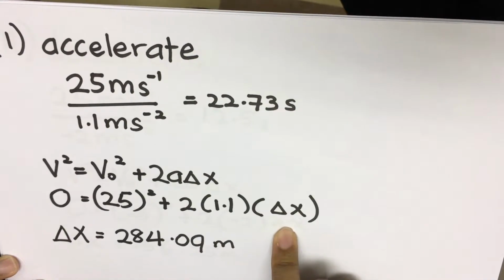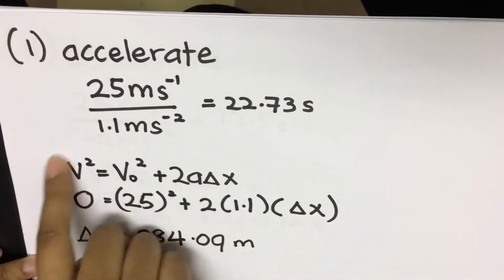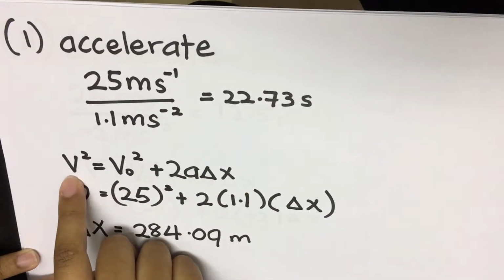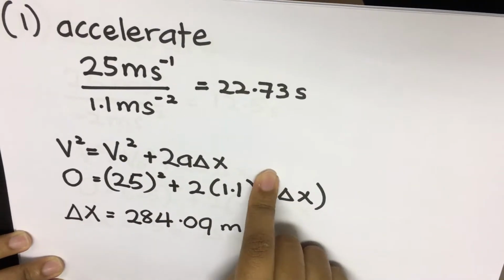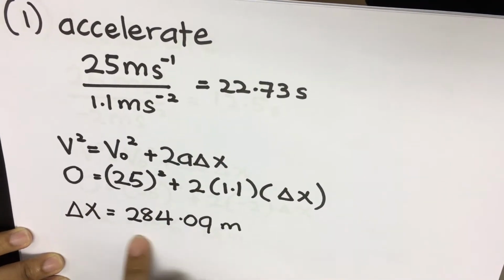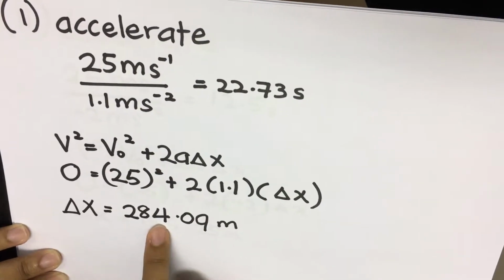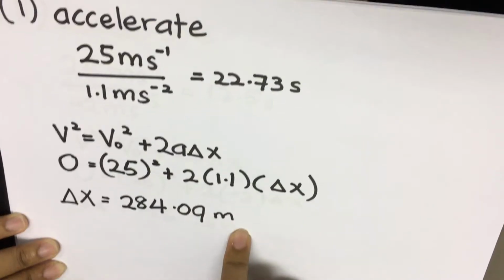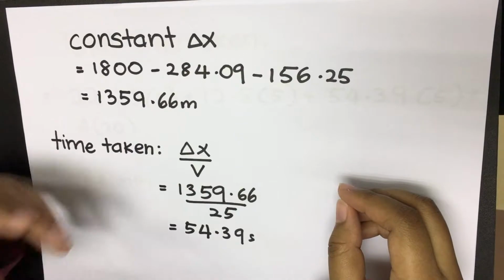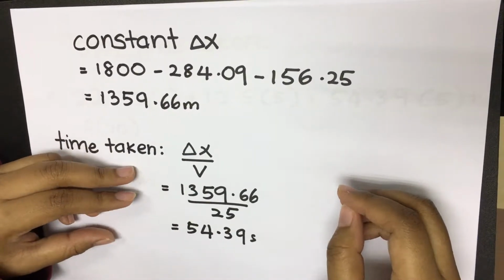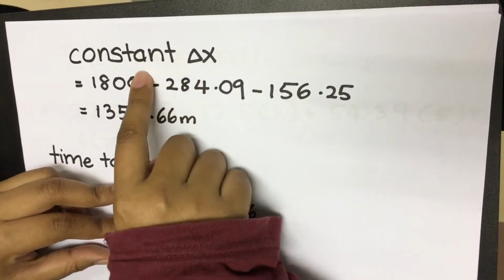So now we need to find delta x when the train accelerates. We can use this kinematic equation, which is v squared equals v naught squared plus 2a delta x, and we get the delta x when the train accelerates, which is 284.09 meter. Now we have delta x when the train accelerates and decelerates. So we need to find the constant delta x, which is when the train is at constant speed.